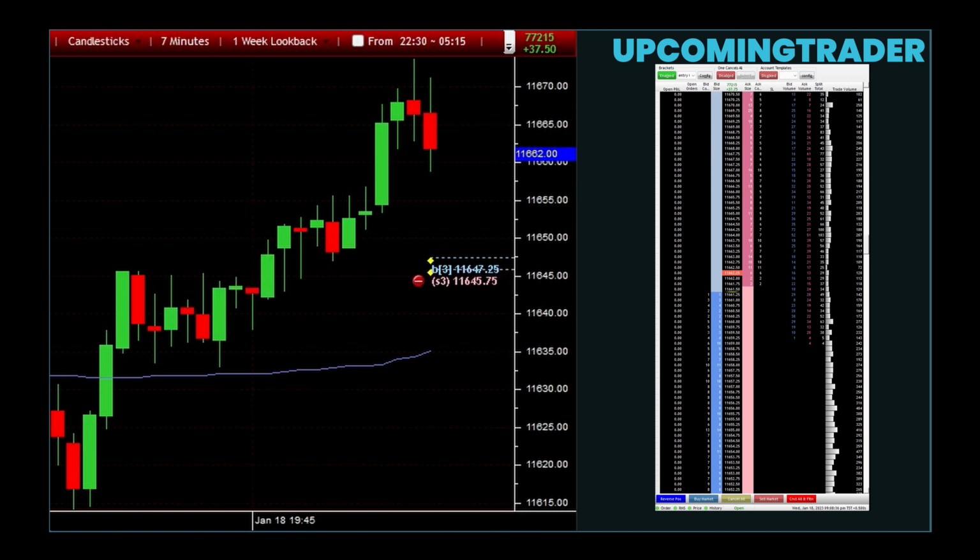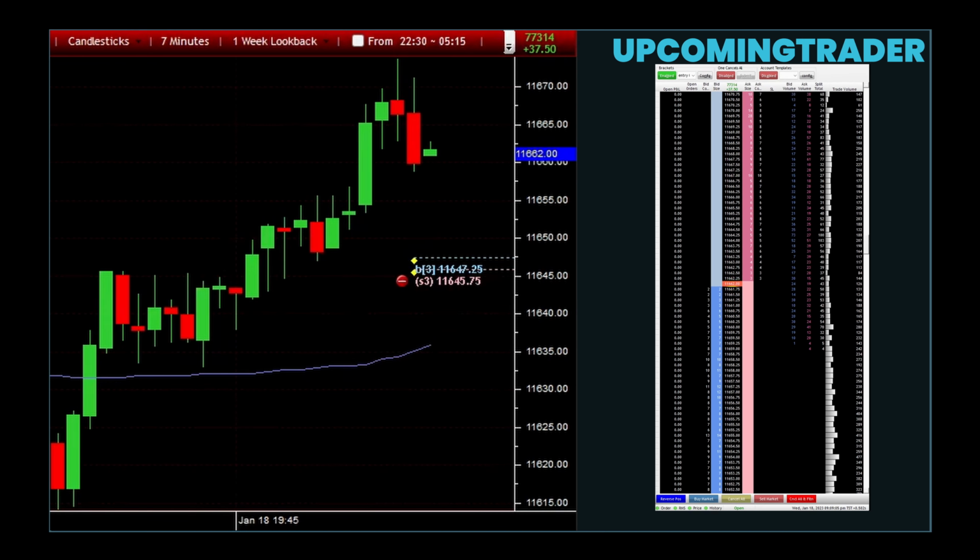Flags and pennants are continuation patterns that also benefit from volume profile analysis. If a flag forms after a strong move and the price remains near a high volume node, it shows that the market is consolidating at a significant level, and the next breakout might continue in the direction of the prior trend. By observing the volume behavior within the flag, traders can get more confidence about whether the trend will continue or if a reversal might occur.